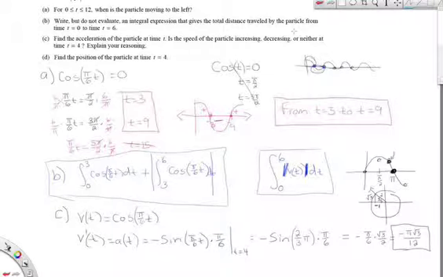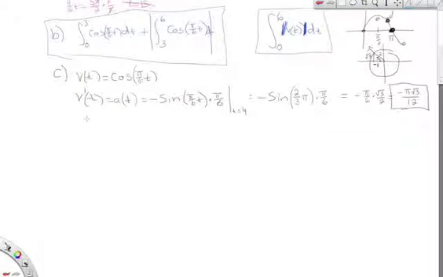So now they want to know about the speed. Is the speed increasing or decreasing, or neither? Now we have to look at the two together. What is velocity doing at time 4? What is acceleration doing at time 4? Back up here on part A, we found that velocity was negative from 3 to 9. We found acceleration is negative at 4. So they're both negative, which means I'm slowing down.